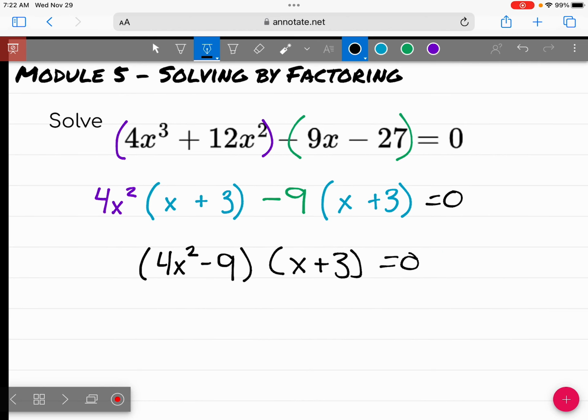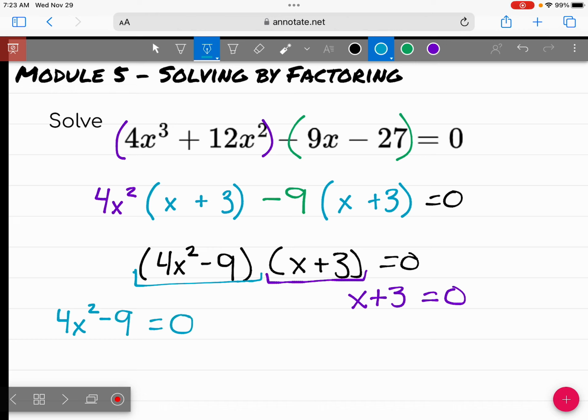Questions on that part? That's the first factoring bit. Because now what we're going to do to get to our solutions, to get to our x equals, we're going to set each of our chunks equal to 0 and solve them. So here's one piece, x plus 3 equals 0. And we're going to have our 4x squared minus 9 equals 0.